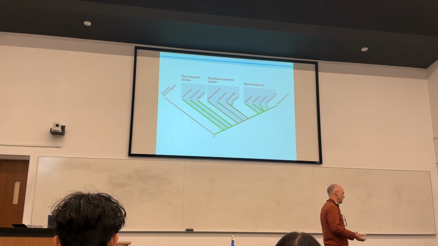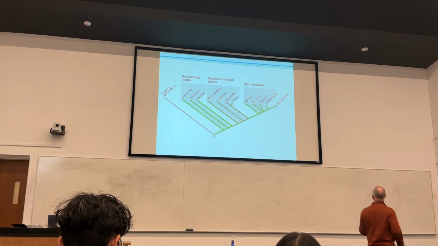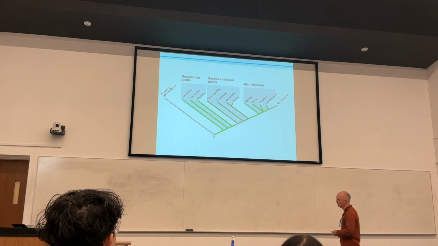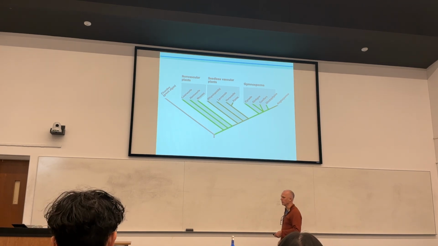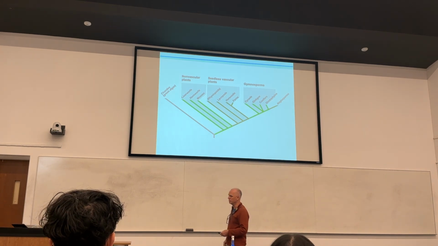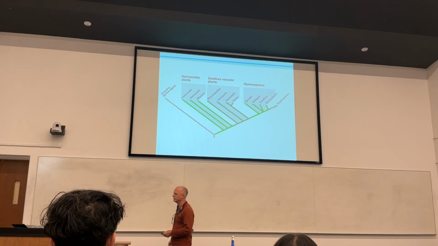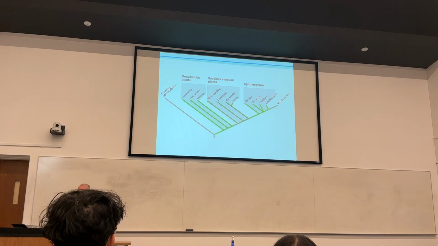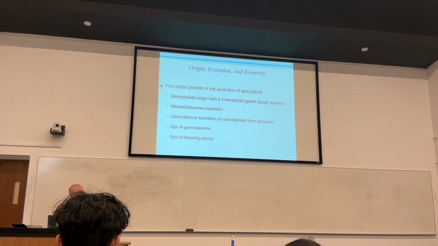Major change. Now, all angiosperms have flowers, but not all of them actually depend on animals for fertilization, though a big chunk of them do. Okay, so let's take a look at this in a little more detail. All right, so evolution of plants.